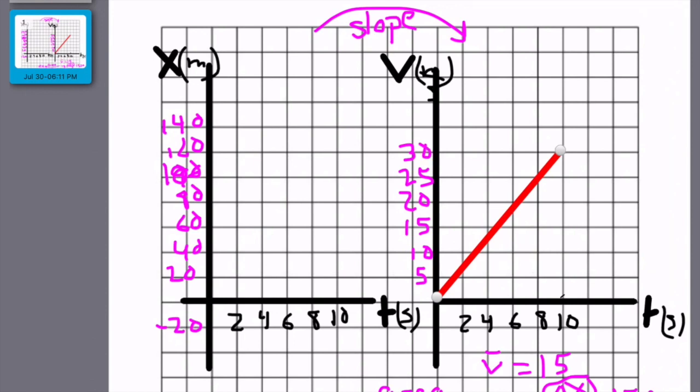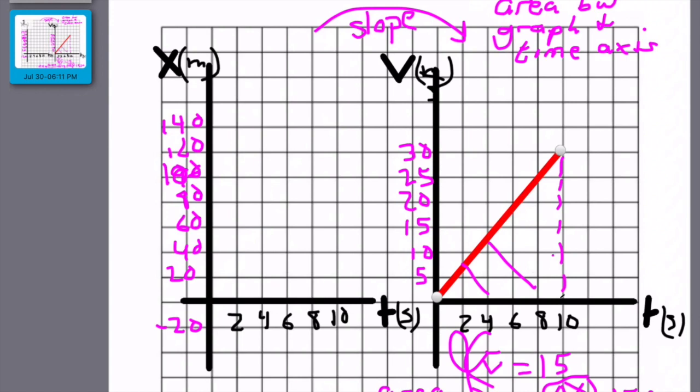And that area under the curve, when I say the area under the curve, I mean area between the graph and time axis. We call it the area under the curve, but as we're going to see, it's a little trickier than that. So the area between the graph and the time axis. Because if I said area under the curve, I'd be filling in all this stuff down here. That's not right. We're just filling in the area between the graph and the time axis.